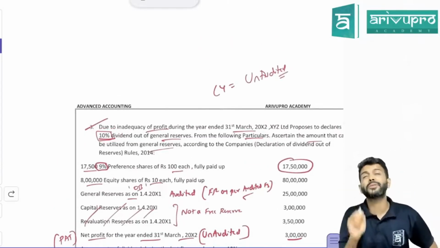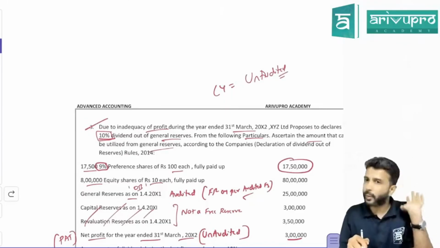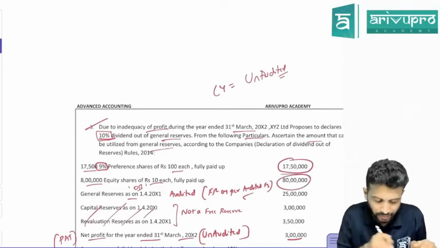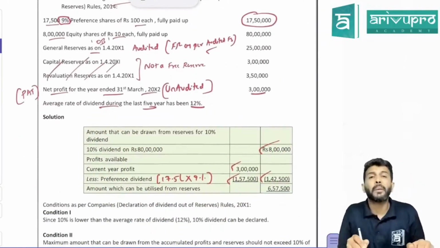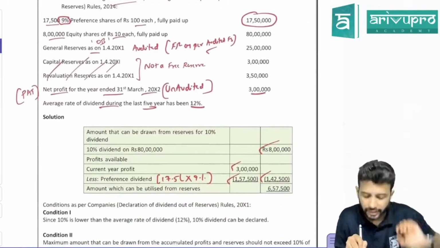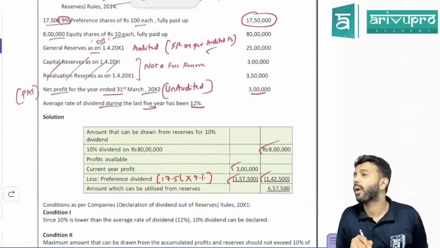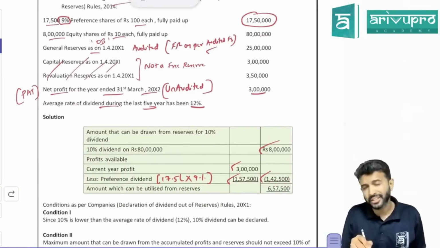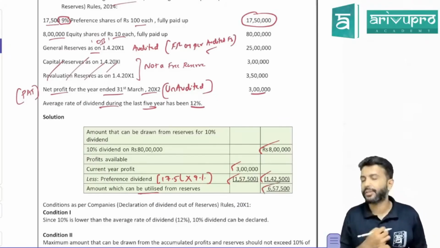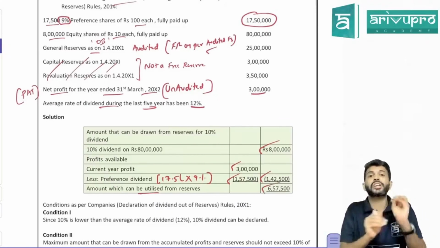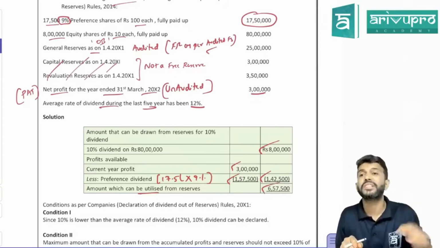At 10%. 10% will be applied on what? Paid up equity share capital. What is paid up equity share capital? 80 lakh. 80 lakh ka 10% you do. How much is that? 8 lakh. So company wants to give 8 lakh dividend, but profit available is only 142,500. Is profit available or do we have a shortage? Shortage. How much is the shortage, sir? 6,57,500 is a shortage. That shortage company is saying we will pick from general reserve.